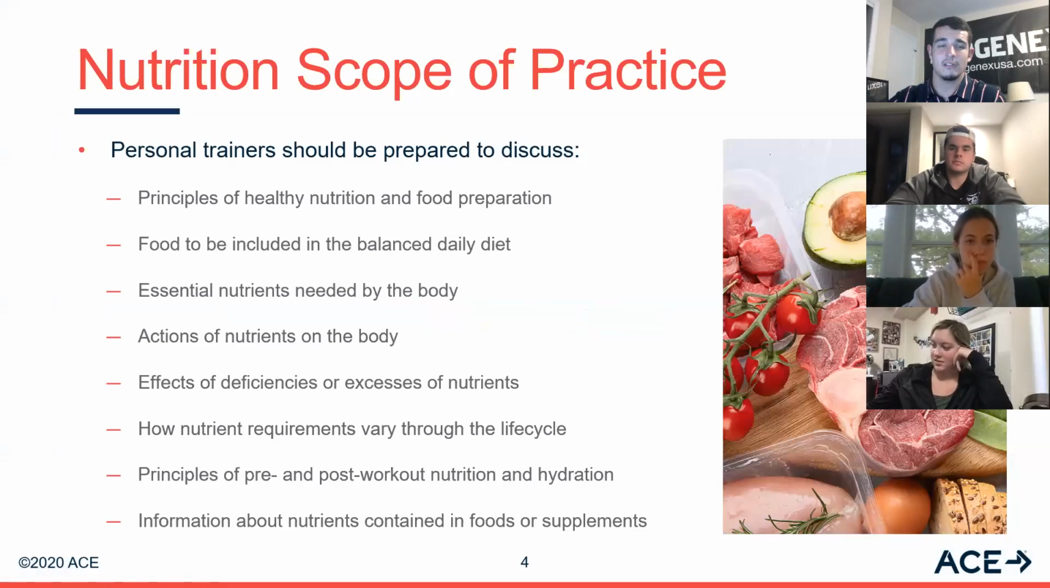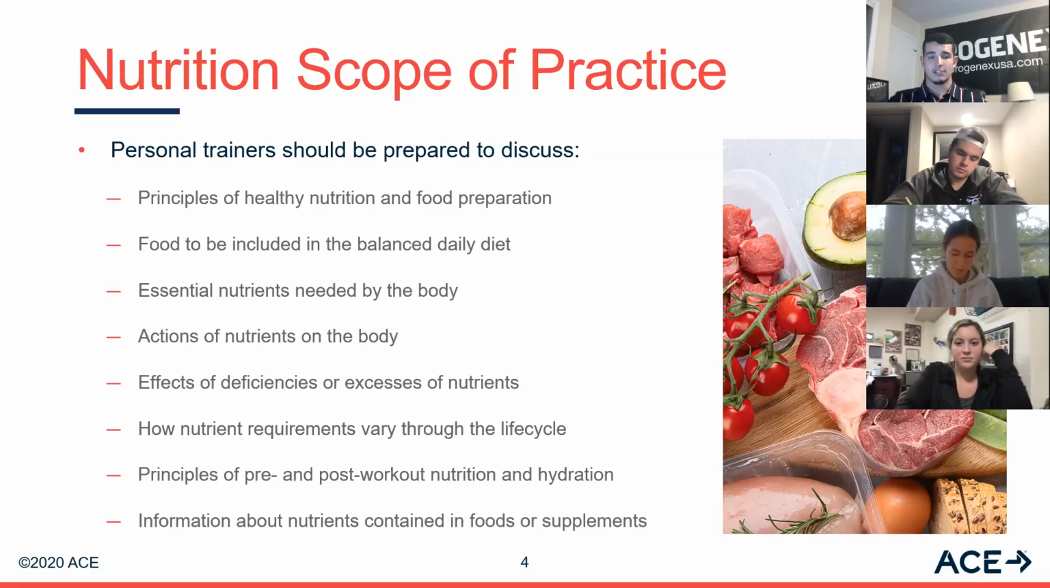So we don't have a video. Here's our nutrition scope of practice. ACE holds the position that you should be able to talk about it, but not prescribe or diagnose anything. So you should be able to talk about principles, what is included in a healthy diet, what certain nutrients do for your body, deficiencies, needs at different points in your life cycle, pre and post workout nutrition and hydration, and then info about nutrients contained in foods or supplements. So basically being able to read a food label.